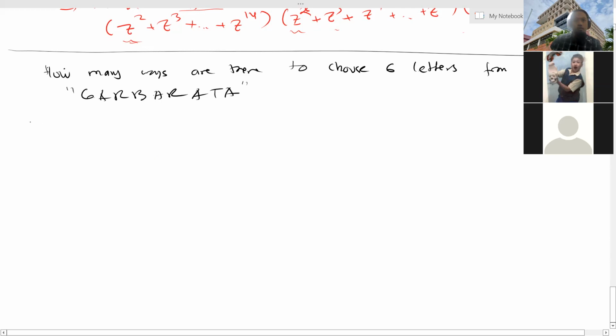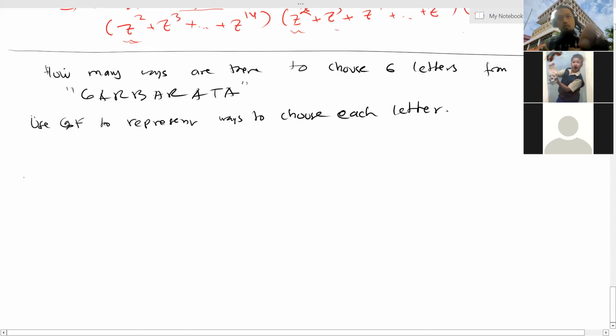So use generating functions to represent each letter. Represent ways to choose each letter. So for G, what about G? So how do we solve this?